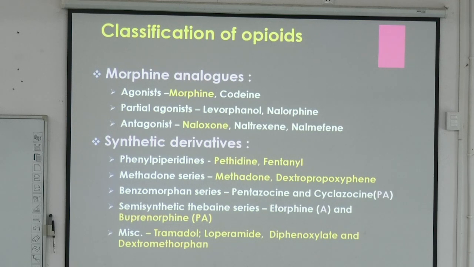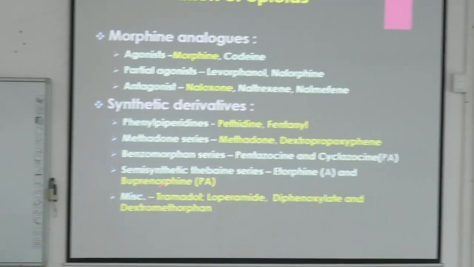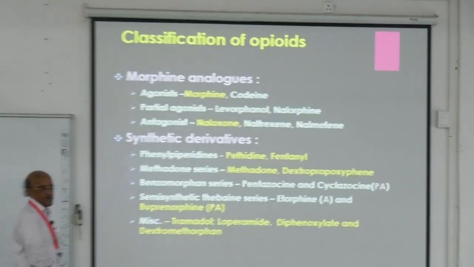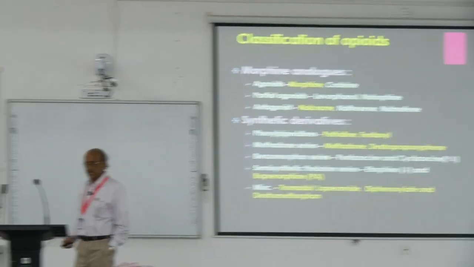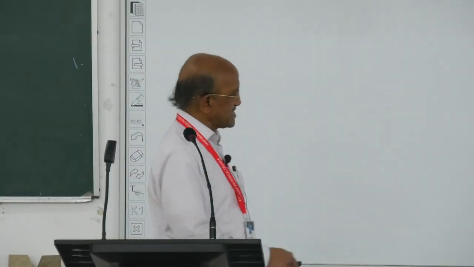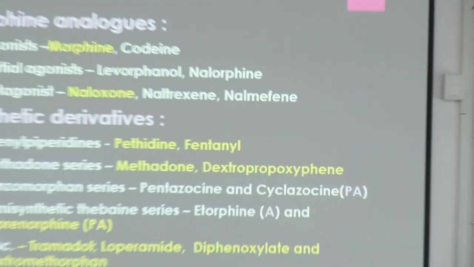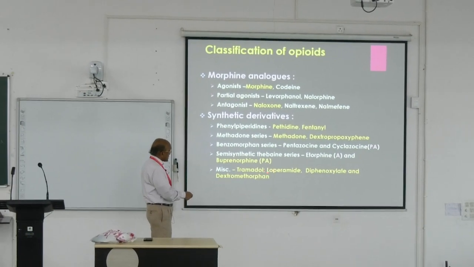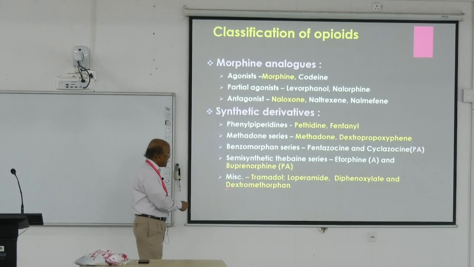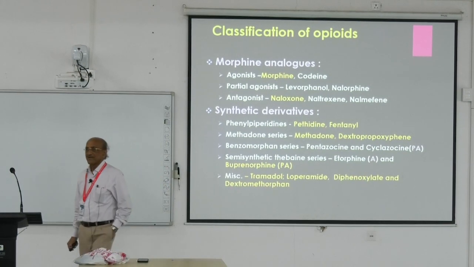That means they have the capacity to act through opioid receptors, and in addition they can act through some other mechanism. That's why they are termed miscellaneous. The most important drug is tramadol, the most important opioid analgesic used nowadays. Apart from this, there are others like loperamide, diphenoxylate, and dextromethorphan. But they have no relation with analgesia. They are used for some other purpose.